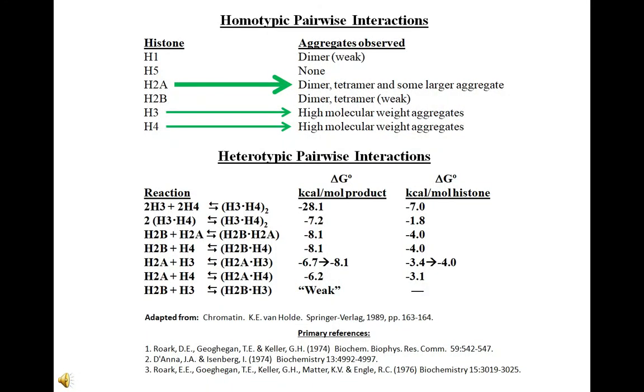Speaking of energetics, I'm going to return for just a moment to our table of histone homodimer and heterodimer delta G values. The only thing I want you to note here is the large green arrow, which line of data indicates that H2A monomers can indeed form dimers, tetramers, and larger aggregates, further supporting the plausibility of this dimer of octamers concept.